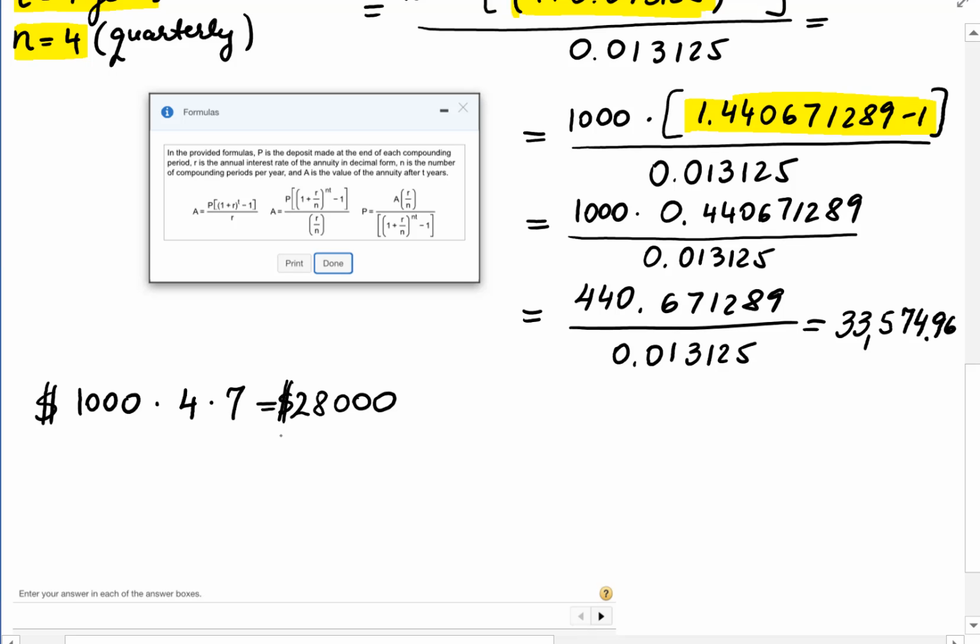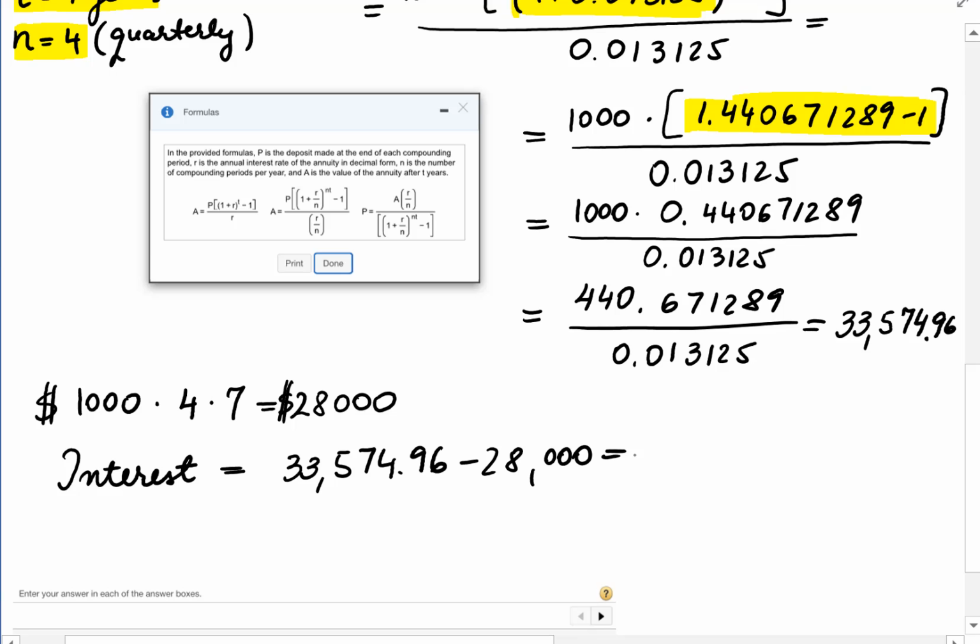But you earn 33,574.96. So that means the interest earned is 33,574.96 minus 28,000. So if we subtract that, we end up with 5,574.96. This is the interest earned by depositing $1,000 quarterly for 7 years in an account that earns 5.25% interest.